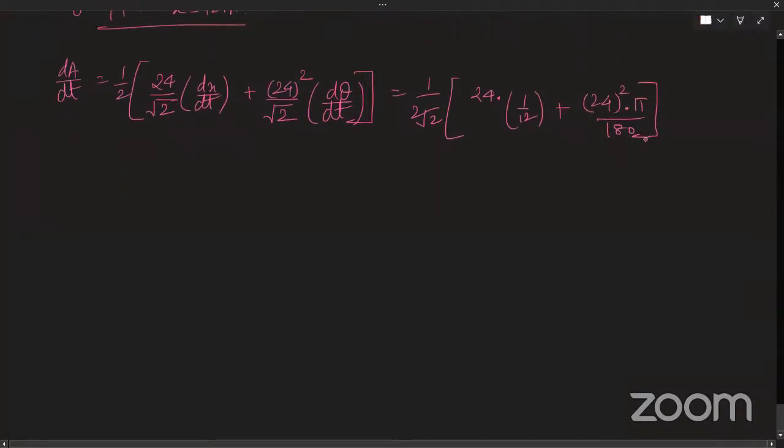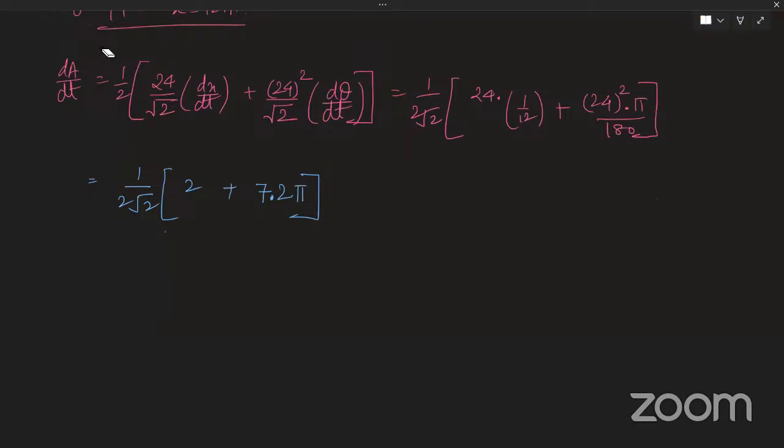This is my final answer, everyone. So all I need to do is ease up the calculation. It will be 1 by 2 root 2 into 24 by 12 is 2 plus 24 square is 576. So 576 by 180, divide by 9 directly. So 144 divided by 9, 20. So what will this value be equal to? Will it be 7.2 pi? Yes, sir. This value will be 7.2. So my final answer.